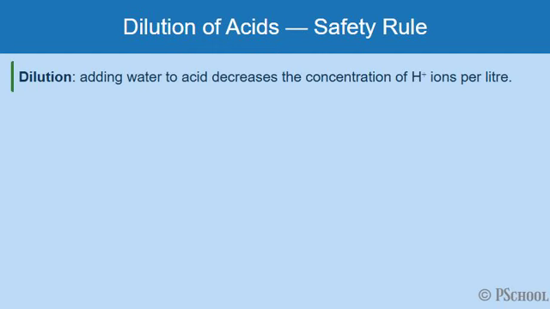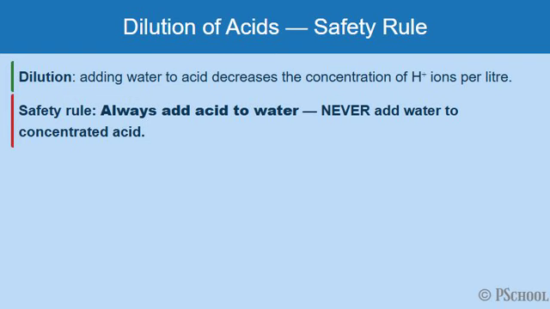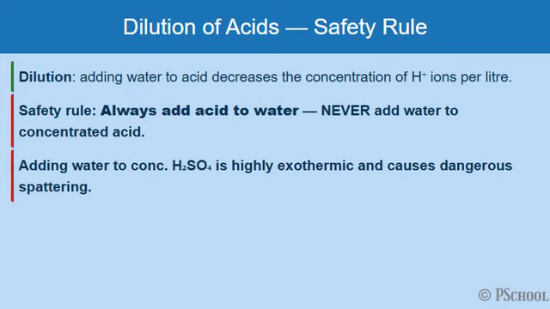Dilution means adding water to acid, which decreases the concentration of H+ ions per liter. Safety rule: always add acid to water, never add water to concentrated acid. Adding water to concentrated sulfuric acid is highly exothermic and causes dangerous spattering.